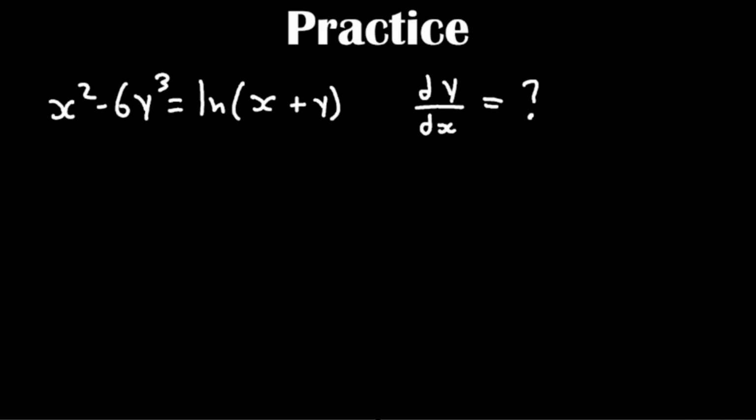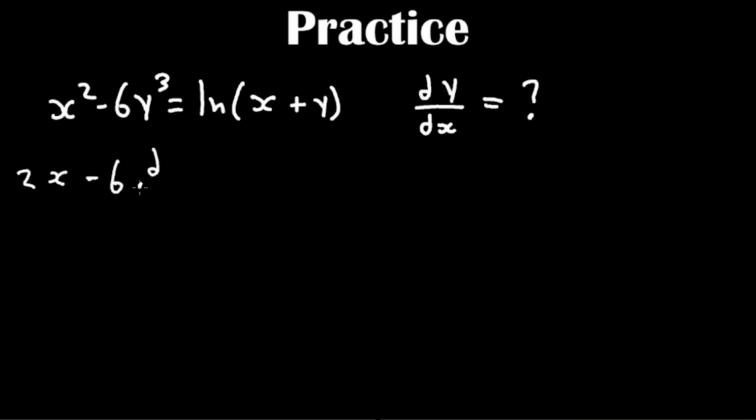This one is evidently quite a bit harder than the first example. What we have is x squared minus 6y cubed equals the natural log of x plus y, and what we want is dy over dx. First, if we differentiate both sides with respect to x, we get 2x, because that's the derivative of x squared by the power rule, minus 6, which we can just pull out of our derivative.